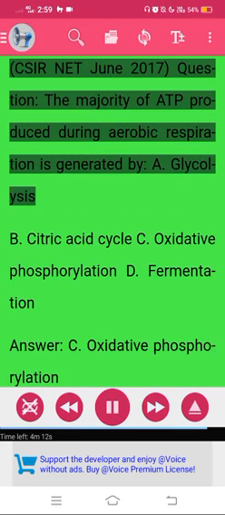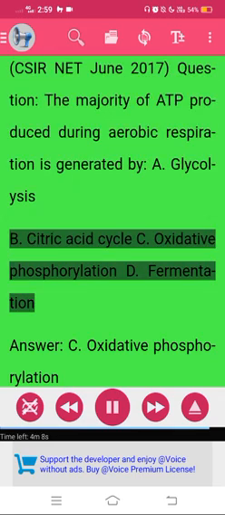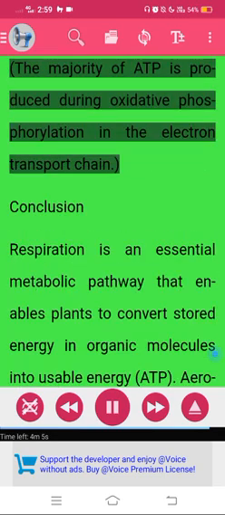CSIR NET June 2017 question: The majority of ATP produced during aerobic respiration is generated by A. glycolysis, B. citric acid cycle, C. oxidative phosphorylation, D. fermentation. Answer: C. Oxidative phosphorylation. The majority of ATP is produced during oxidative phosphorylation in the electron transport chain.